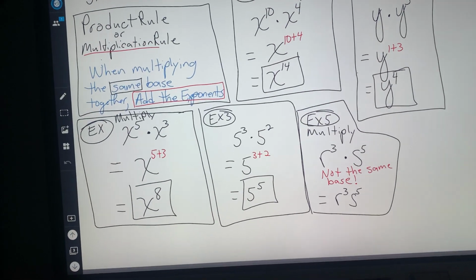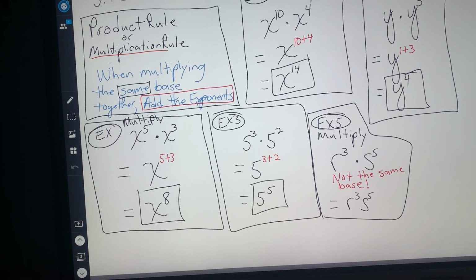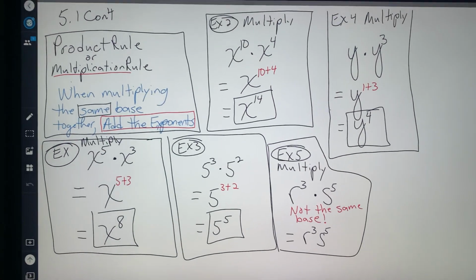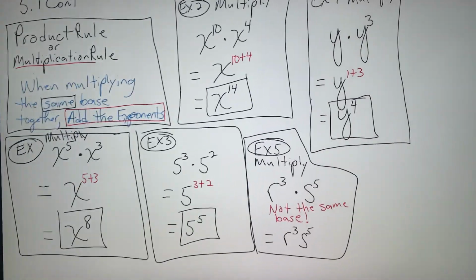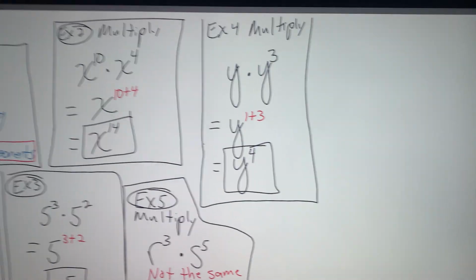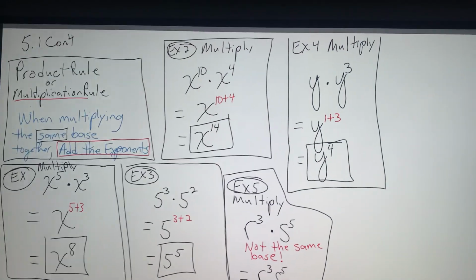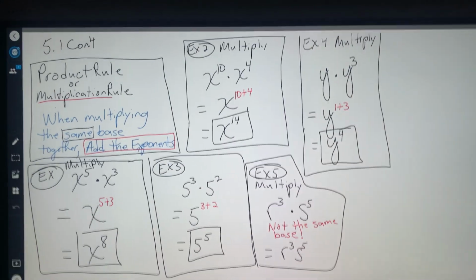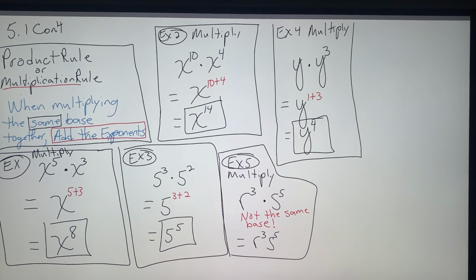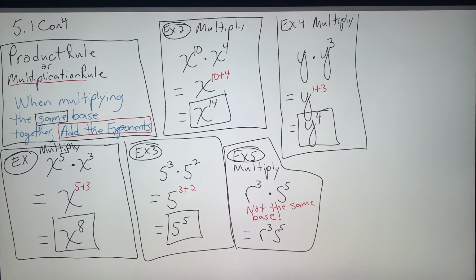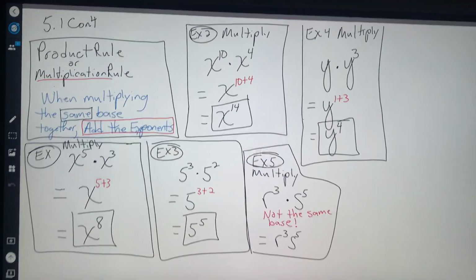So these are all examples of multiplying the same base. And as long as you have the same base, you just add the exponents. Pay attention to where we have y times y to the third power here, and notice that the y, where you don't see the exponent, is to the first power. So you have to keep that in mind.